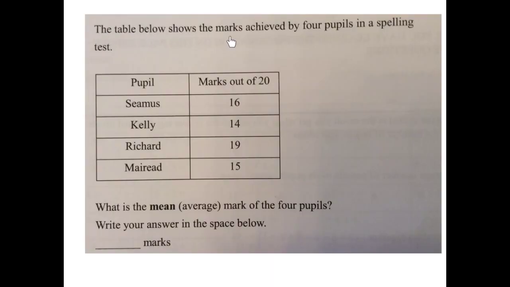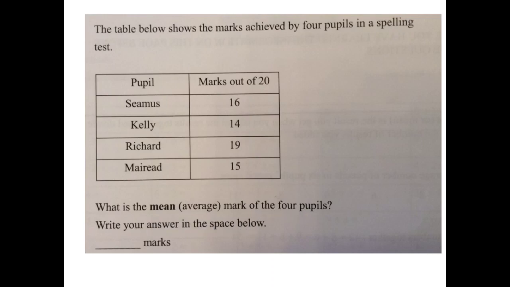The table below shows the marks achieved by 4 pupils in the spelling test. Here we have our 4 pupils, Seamus, Kelly, Richard and Mairead, and here we have their score out of 20. What is the mean average mark of the 4 pupils? Write your answer in the space below.